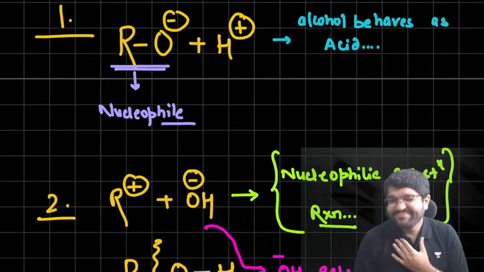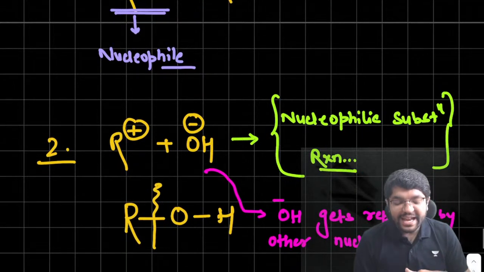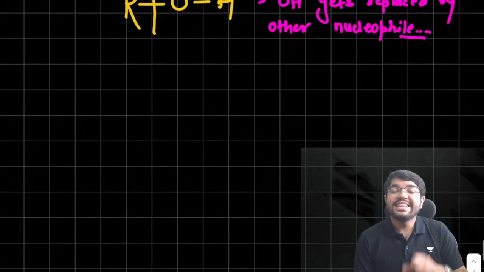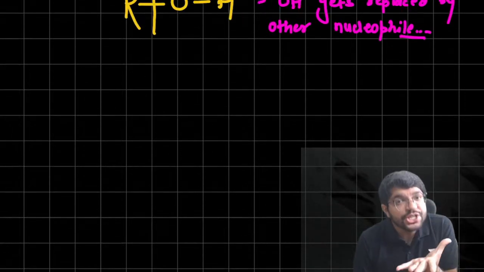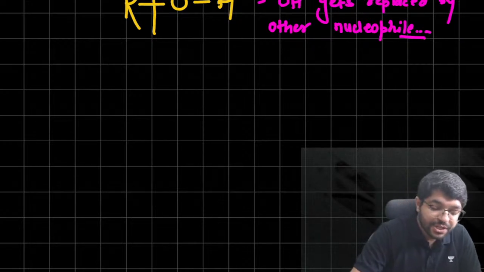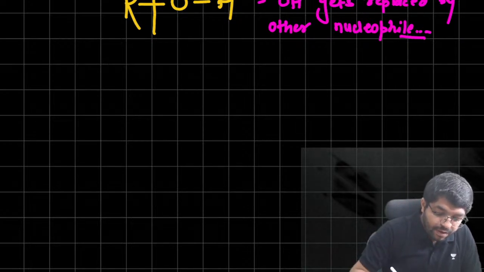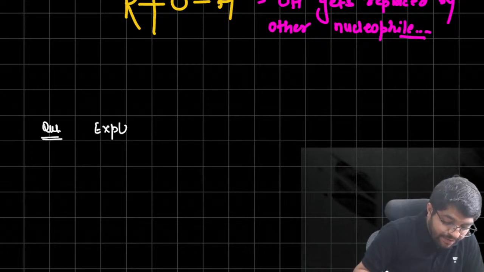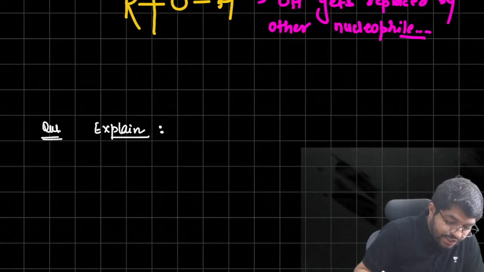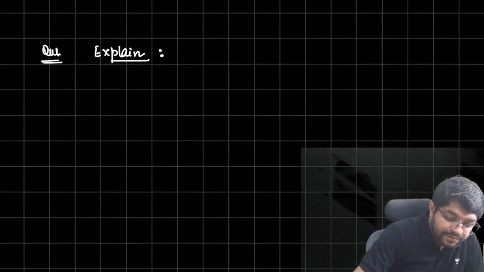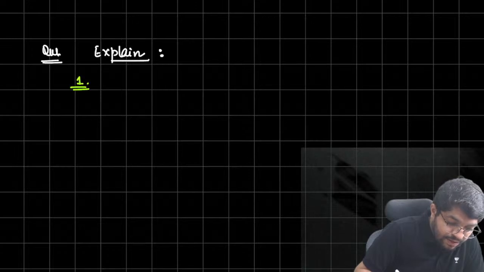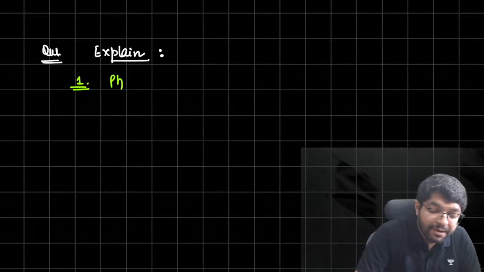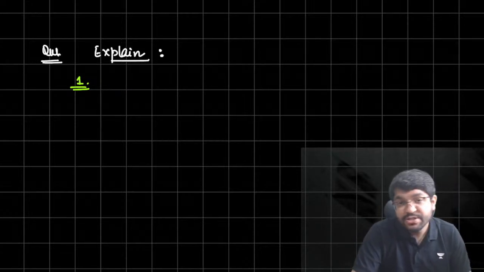So now this nucleophile RO minus, H plus, the alcohol behaves as acidic. And there comes the first question from this topic. Question: explain why phenol, not phenol, I should say, it happens with alcohols also, but generally it is more pronounced in phenol. So I mentioned phenol. Explain.